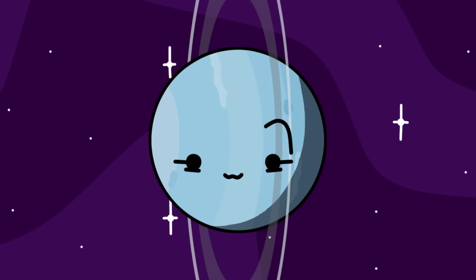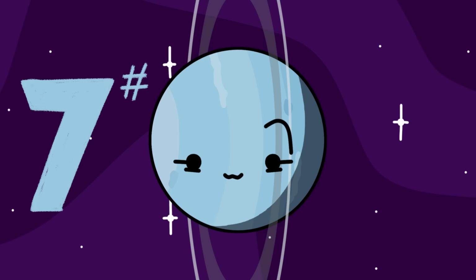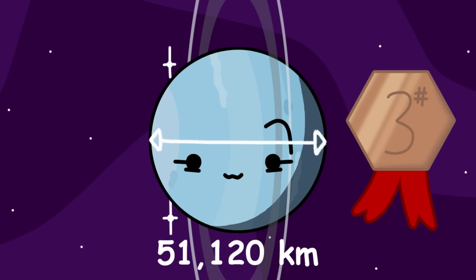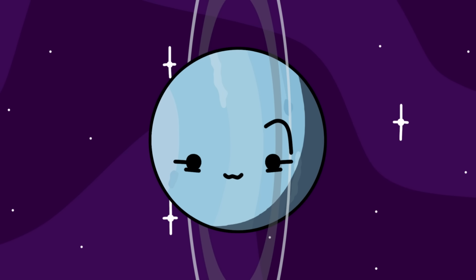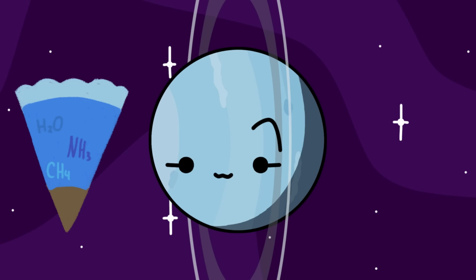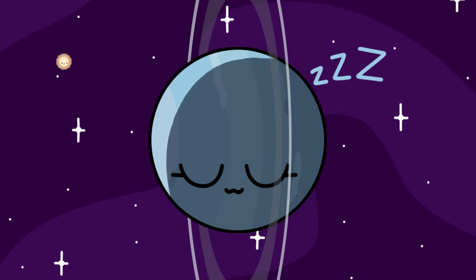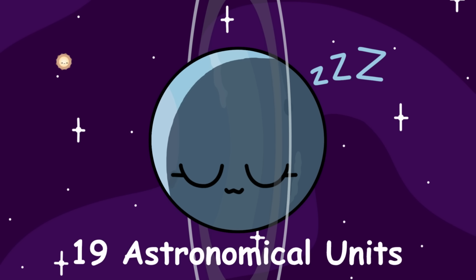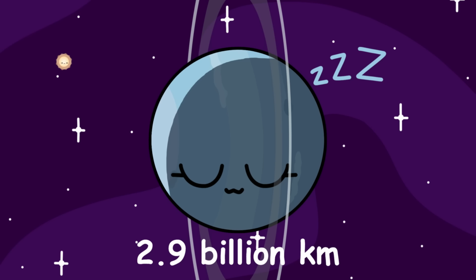Uranus. Uranus is the seventh planet in the solar system and is the third largest. It has a diameter of 51,120 kilometers. Uranus is an ice giant, meaning it's mainly composed of a dense fluid of cold water and ammonia, mixed in with some methane ice floating above a rocky core in the center of a thick atmosphere of hydrogen and helium with some methane. Uranus orbits the Sun with an average distance of 19 AU, or 2.9 billion kilometers.